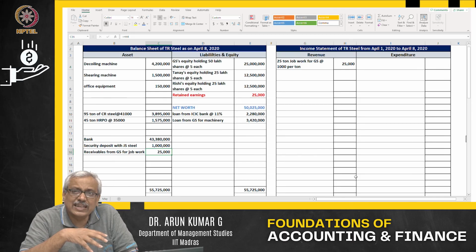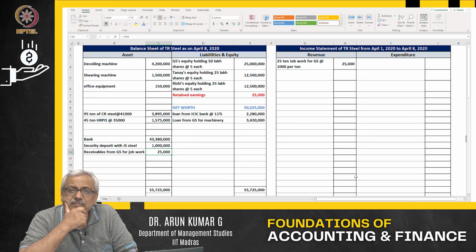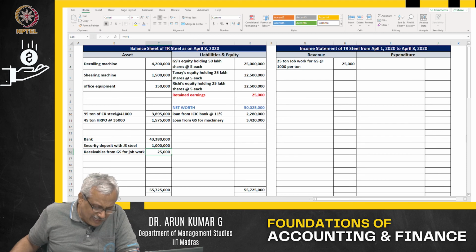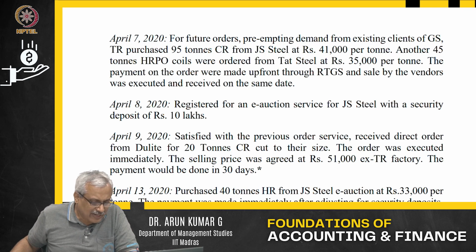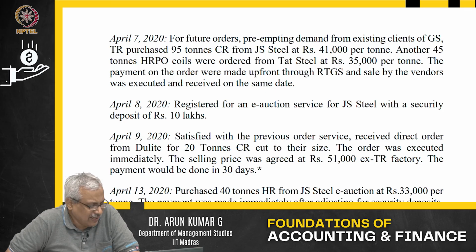So your money, there, asset owned by you, 10 lakhs, 1 million. Now let's go back to the 9th, if there is a transaction. Satisfied with the previous order service, received a direct order from Dulite for 20 tons of CR cut to their size. The order was executed immediately. The selling price was agreed at 51,000 ex-factory. The payment would be done in 30 days.